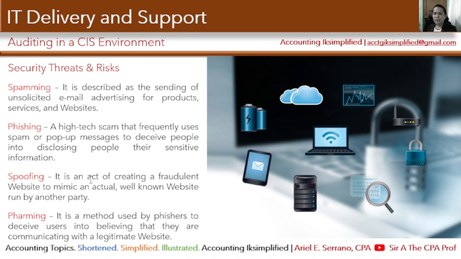Spoofing naman, this is an act of creating a fraudulent website to mimic an actual well-known website run by another party. Ito, nagkukunwaring BDO or BPI or mga financial or banking institution. Pero pag chinek mo, hindi naman pala. So, nagki-create sila ng nakakalokong website. Akala mo totoo kasi gayang-gaya nila. That is spoofing, no? Ang farming naman, this is a method used by phishers to deceive users into believing that they are communicating with a legitimate website. Okay, medyo parang pare-pareho sila, but actually they have their differences.